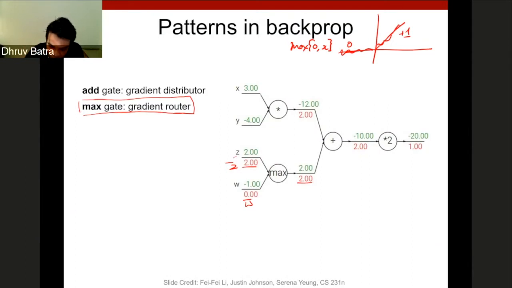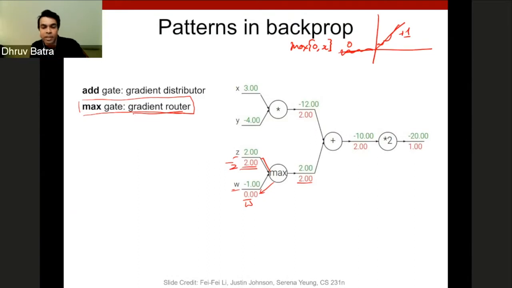Because we were doing max of Z, W, it's acting like not an on-off switch, but a Z versus W switch. When Z is greater than W, gradients flow back here. If W were to be greater, the gradients would flow back to that branch, and the 0 would flow to the other one. So a max gate is a type of gradient router. And that's important to remember because max gate will show up in the sense of a ReLU function.